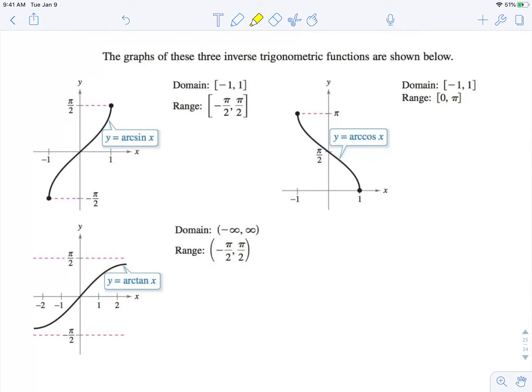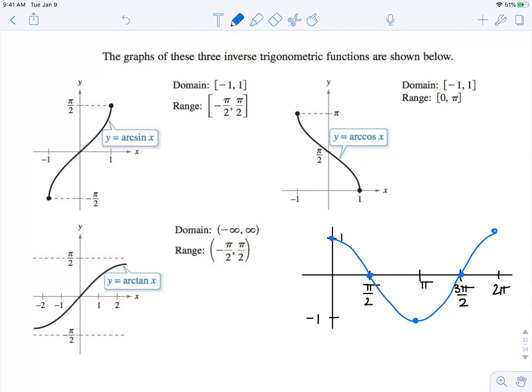So arc cosine connects to the graph of cosine. We know that cosine has a period of 2π, and we can split that up into these 4 intervals, and we know it has a max of 1 and a min of -1. So if I sketch cosine x, it looks like this curve here. Cosine x. That's one period of it.